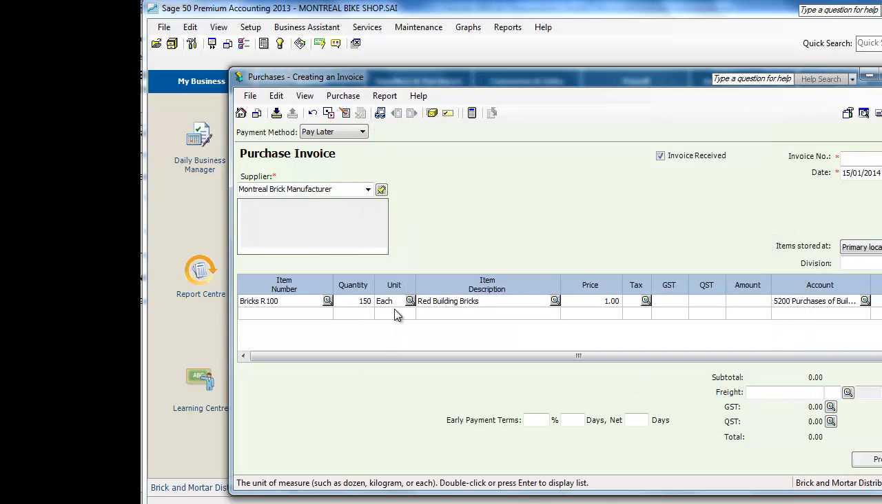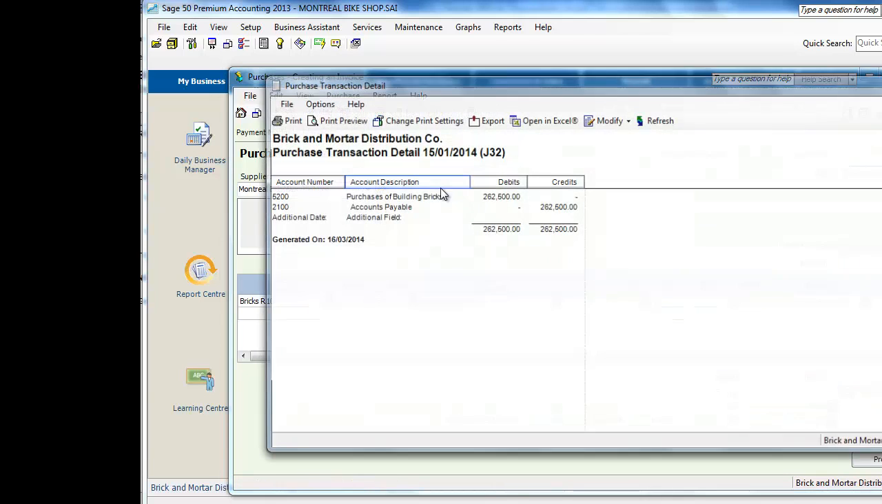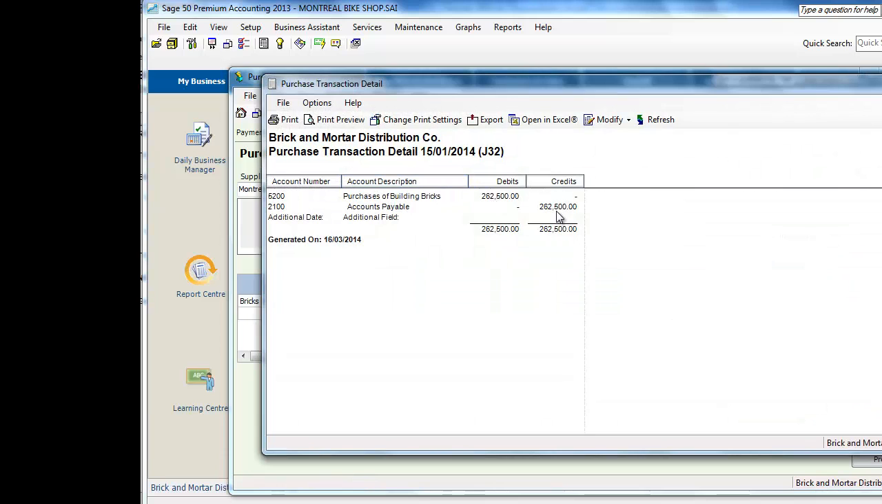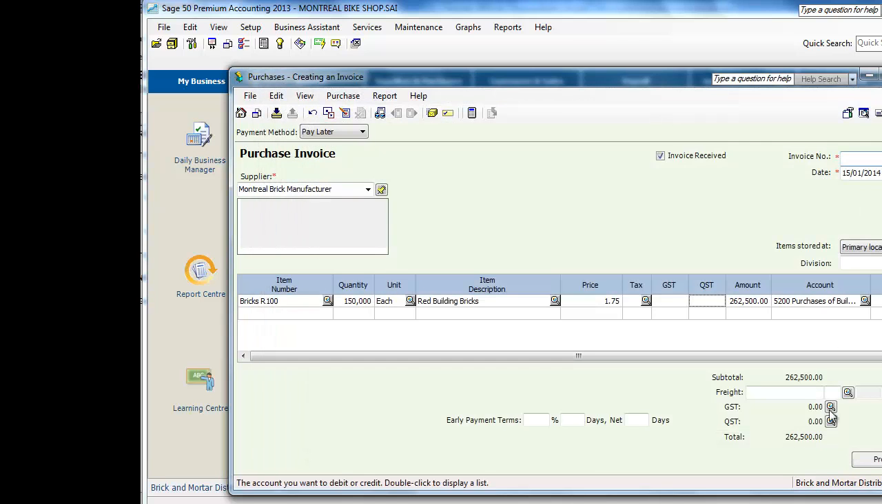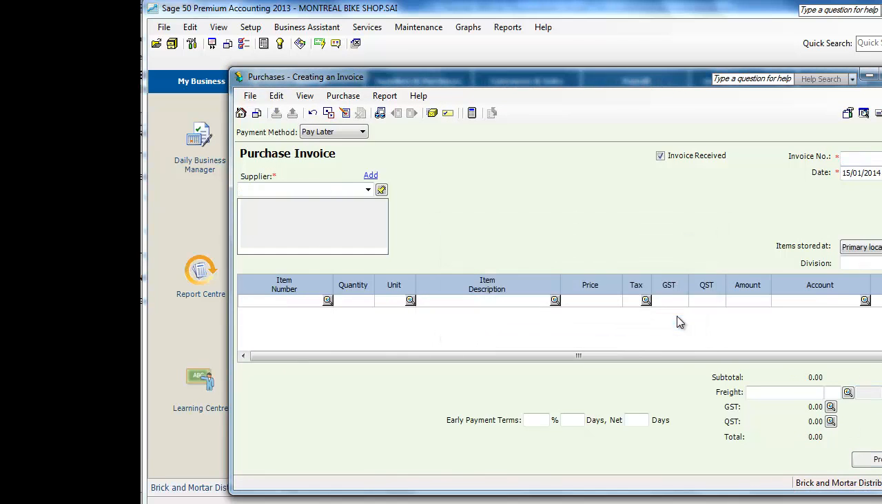And this time buying 150,000 units at a cost of $1.75. Total purchase price, $262,500. The journal entry will always be the same. Debit purchases, credit accounts payable because I'm paying later. Let me give it an invoice number. I will process this transaction.